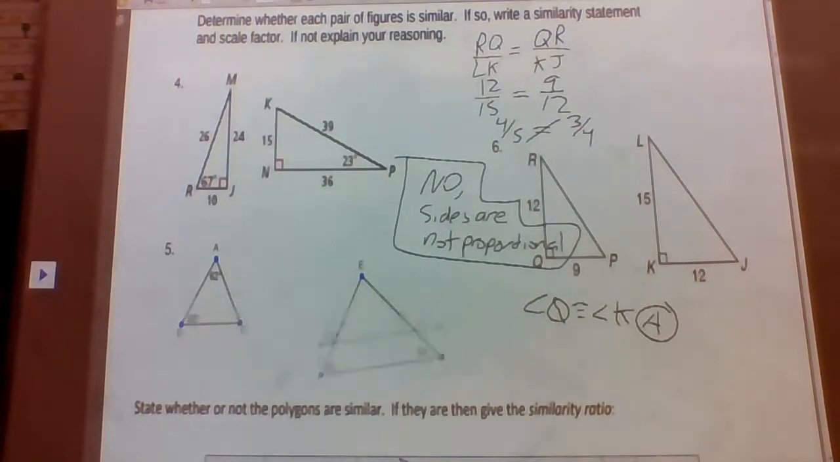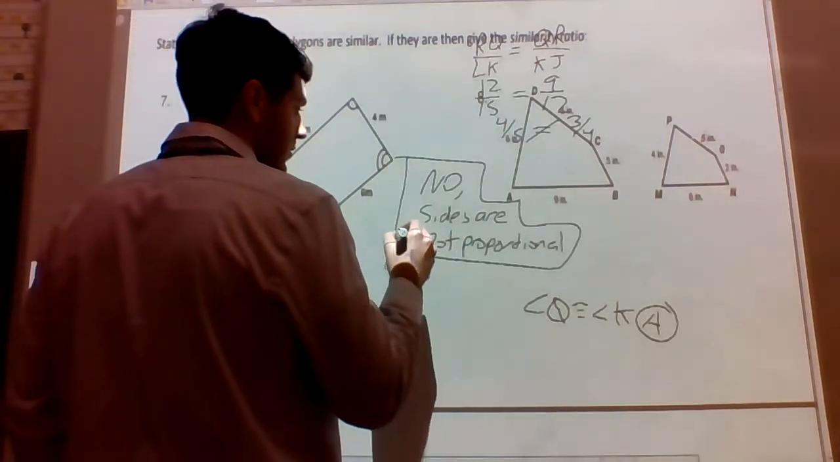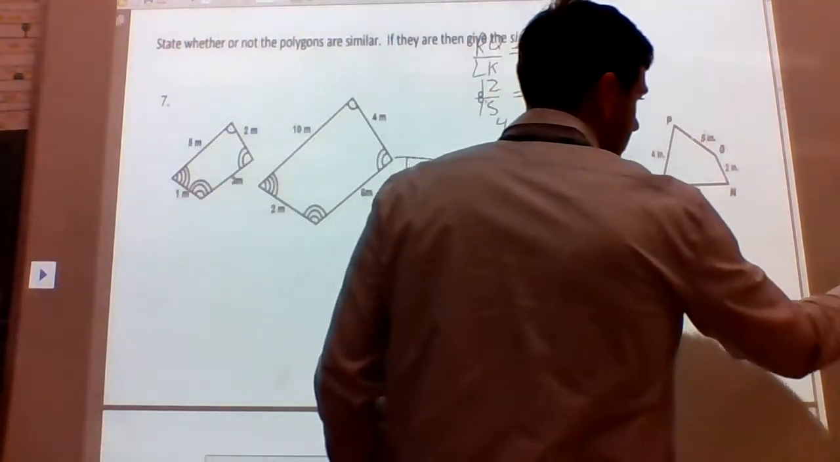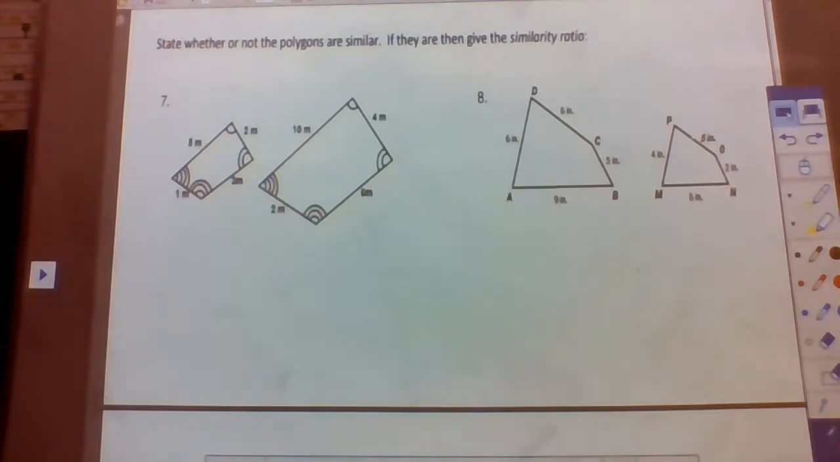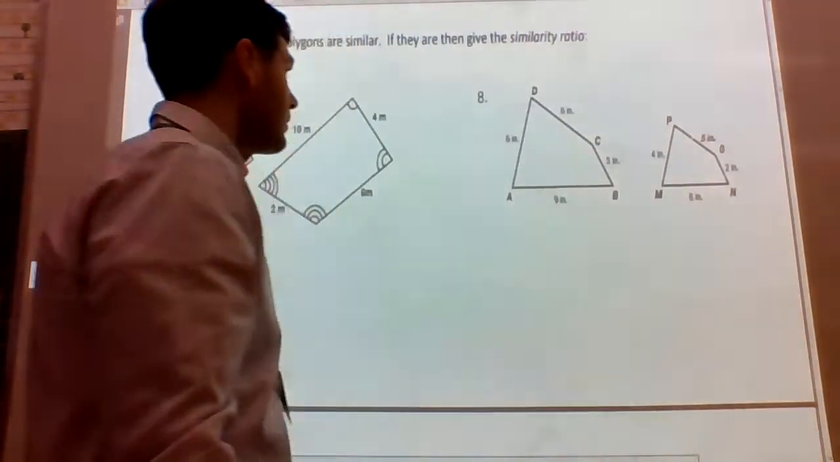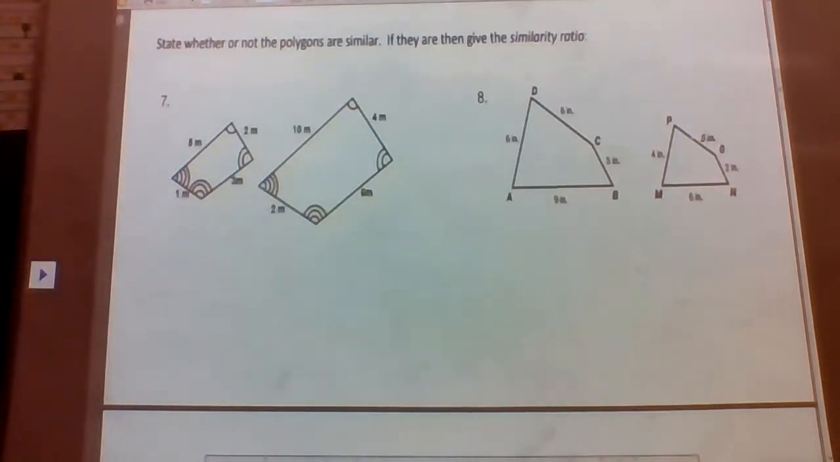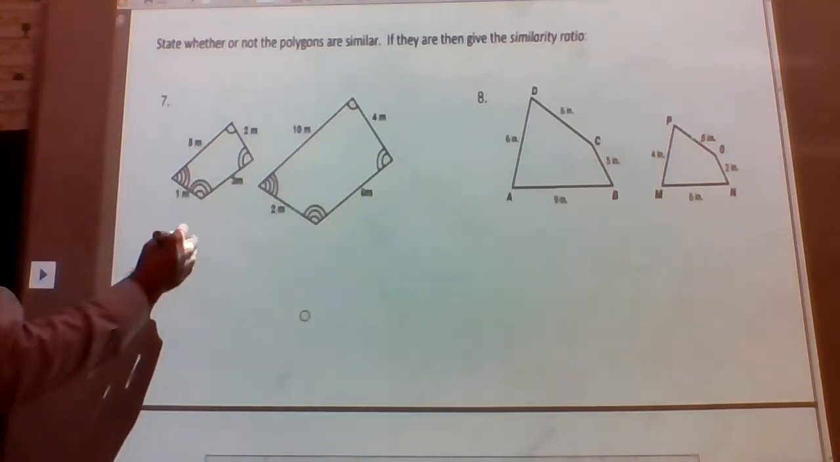Number 7 and 8, state whether the polygons are similar and then give the similarity ratio. Well, for these, we need to show all the angles are congruent and all the sides are proportional. So we have all our angles. Now we need to look at the sides.